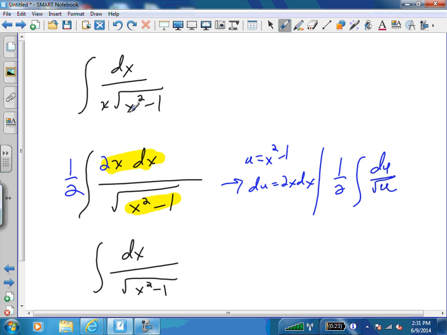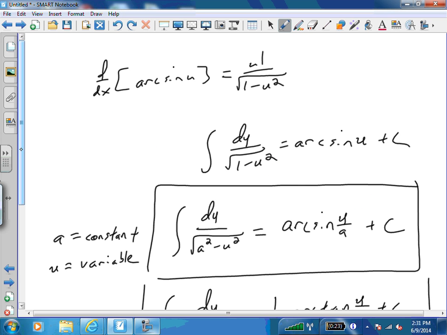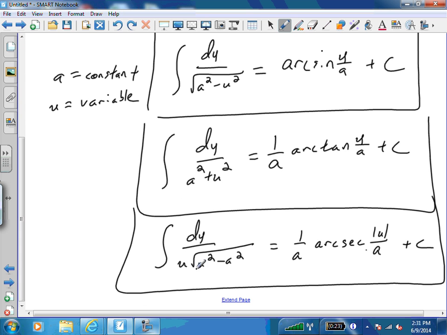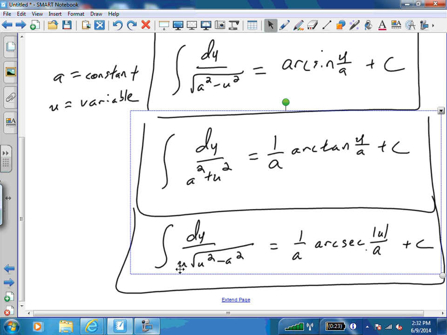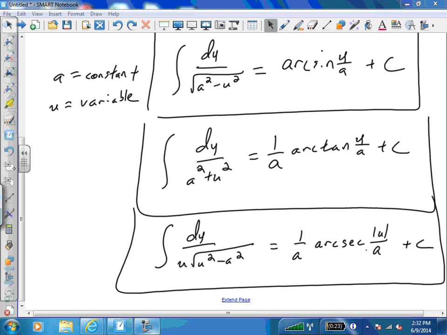This is very similar. The only difference is instead of having an x on top, we have an x on bottom, but this integrates completely different. If we look back at our formulas, we have one that has a square root of a function squared minus a constant squared with that function out front. So let's see, can we copy this? Yes.